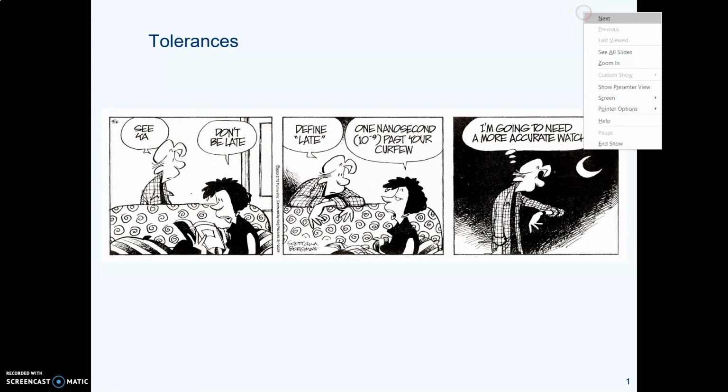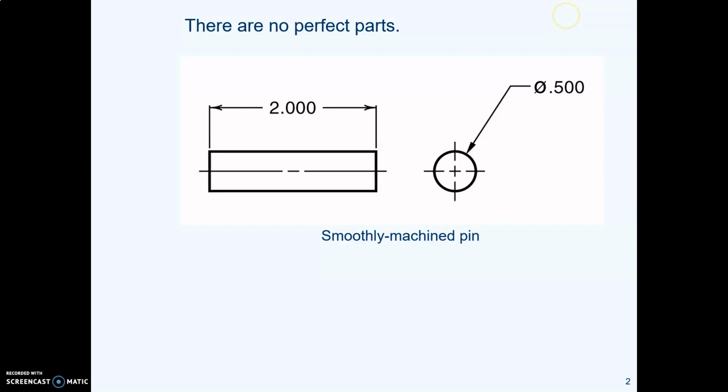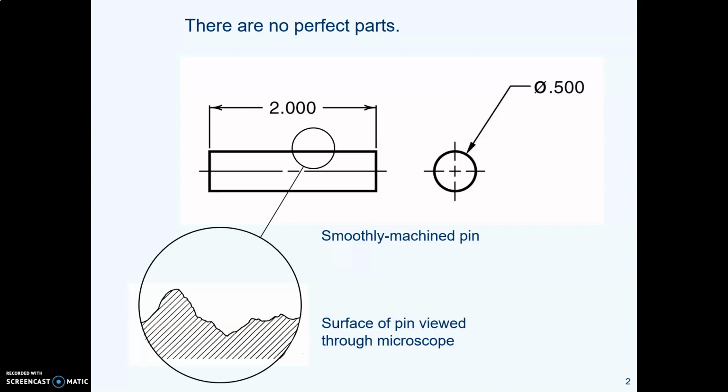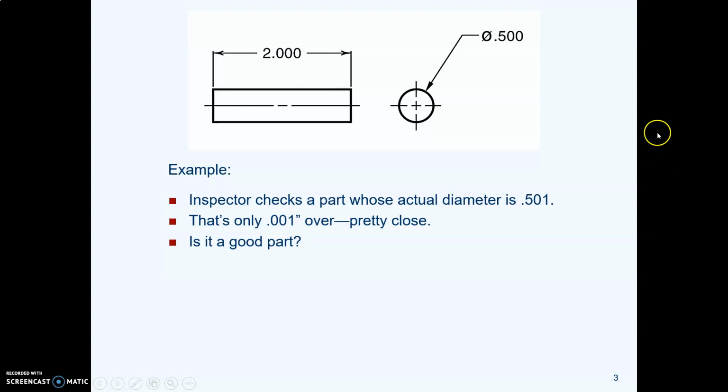Tolerances. A fundamental idea in mechanical drafting is that there are no perfect parts. There are very smooth parts, nice looking parts, but if you were to look at them up close, like through a microscope, you'd see there are all kinds of bumps and valleys in them. And they're not perfectly straight and not perfectly cylindrical. It's not possible.